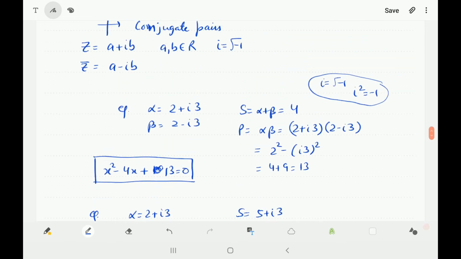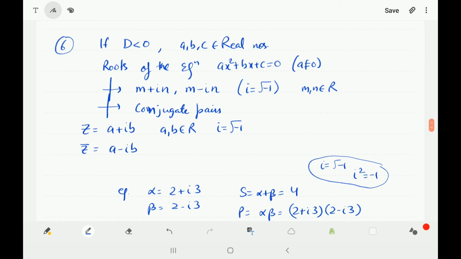Now if we move on to the condition which we were going through, the condition is that if d is negative, obviously in the roots, minus b plus minus root d divided by 2a, this term is negative, so this will result in iota. This will result in an imaginary number. If a, b, c are real numbers, then the roots must be of the form m plus iota n and m minus iota n, because these are conjugate pairs, and if the roots won't be in conjugate pairs, then the coefficients won't be real. So following this condition, we must have the complex roots in the form of conjugate pairs.